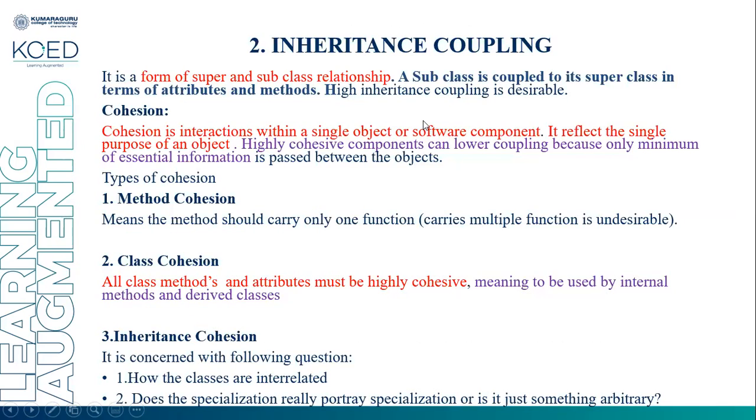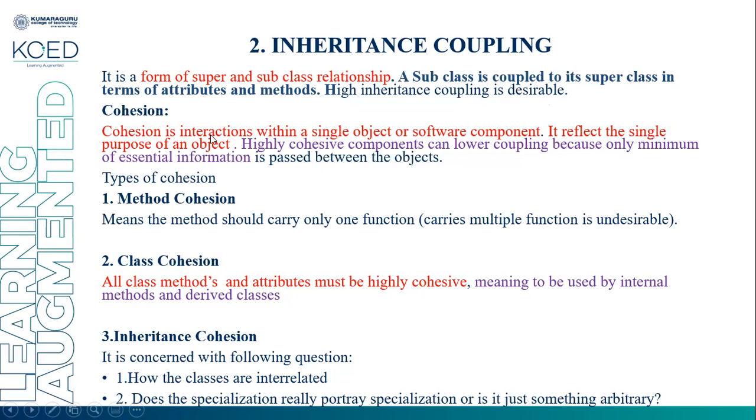Next, we discuss inheritance coupling. It is a form of superclass and subclass relationship. A subclass is coupled to its superclass in terms of attributes and methods. High inheritance coupling is desirable.